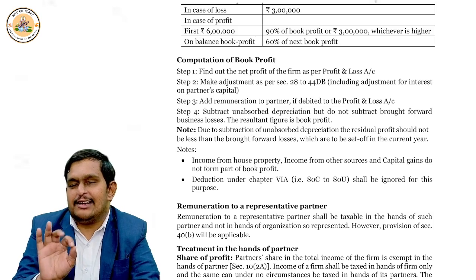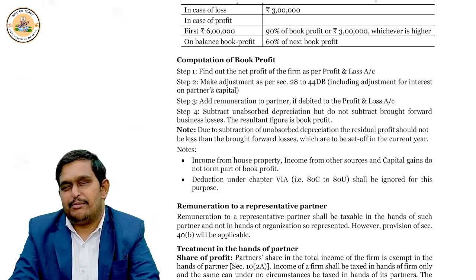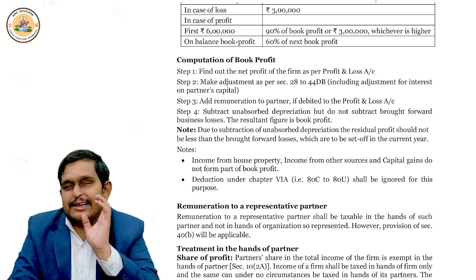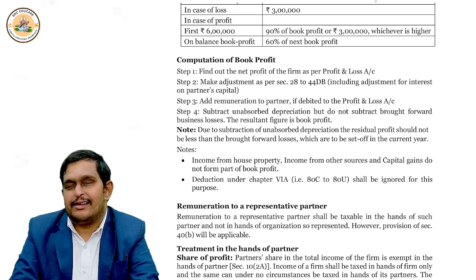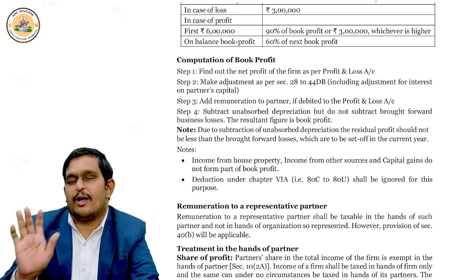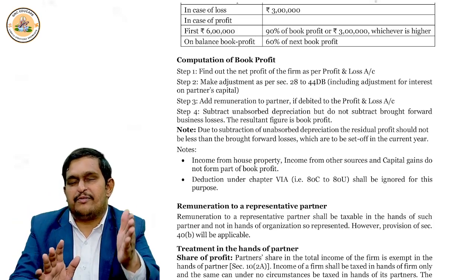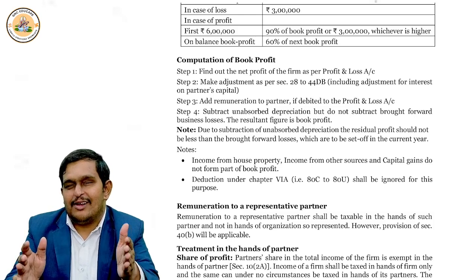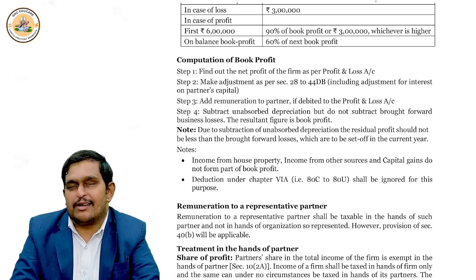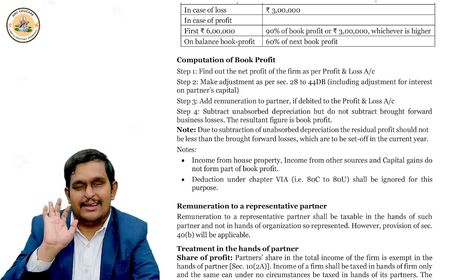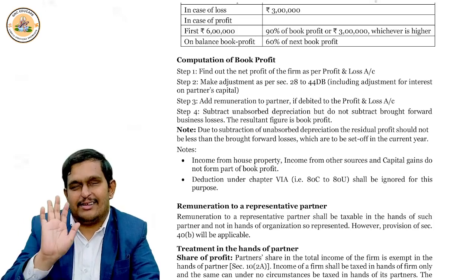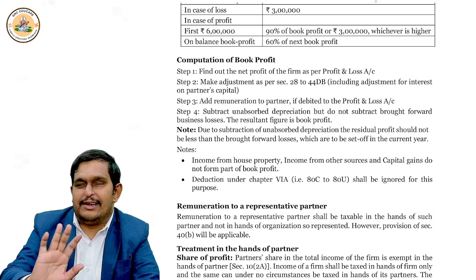But for the time being, you remember that we can deduct unabsorbed depreciation, but we cannot deduct brought forward loss. But ensure that after deducting unabsorbed depreciation, your book profit should not go below the brought forward loss. That means book profit can be equal to brought forward loss or more than brought forward loss, but not less than brought forward loss. All four steps completed.